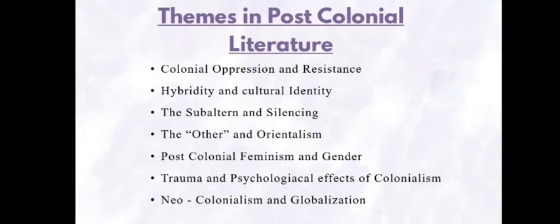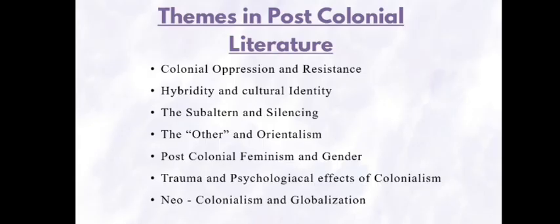Moving on to the next section, Trauma and Psychological Effects of Colonialism by Frantz Fanon, in which it explores the mental and emotional damage caused by colonial violence and displacement. Example, The Wretched of the Earth by Frantz Fanon, where it analyzes how colonialism leads to psychological trauma and violence.